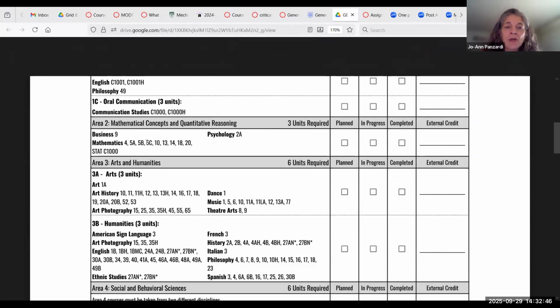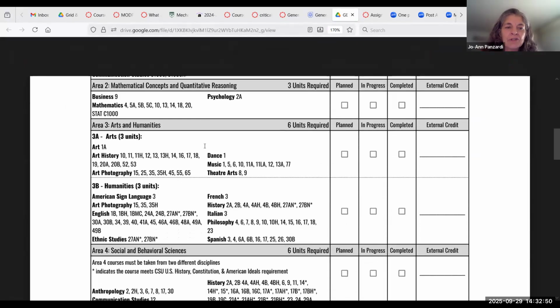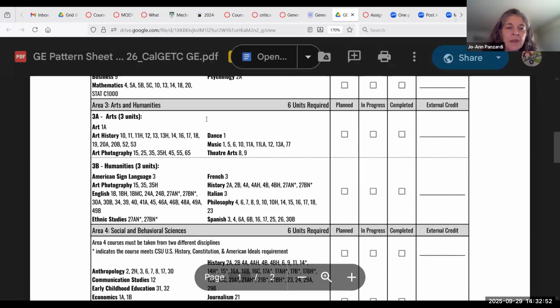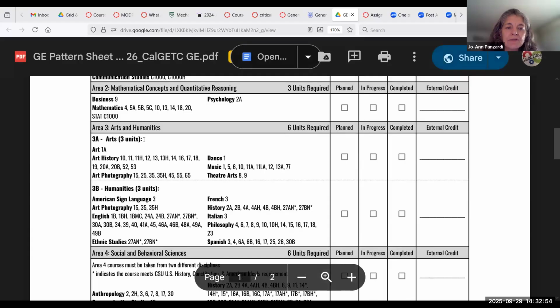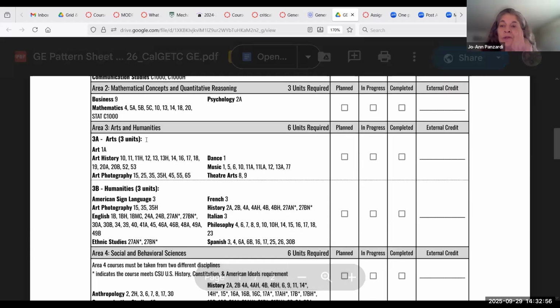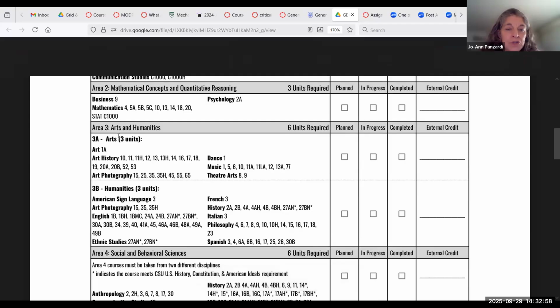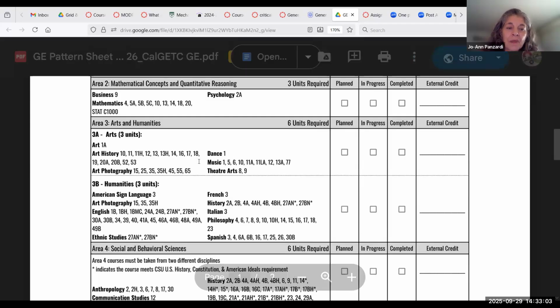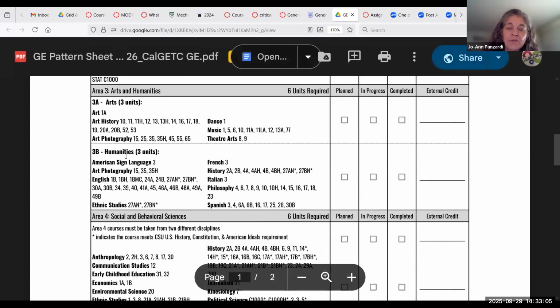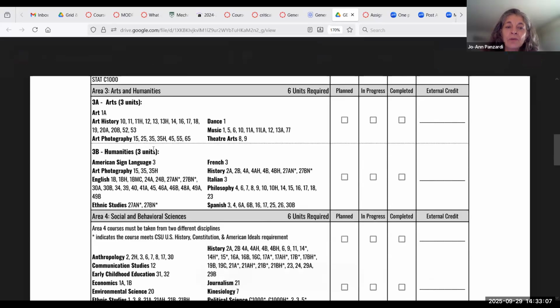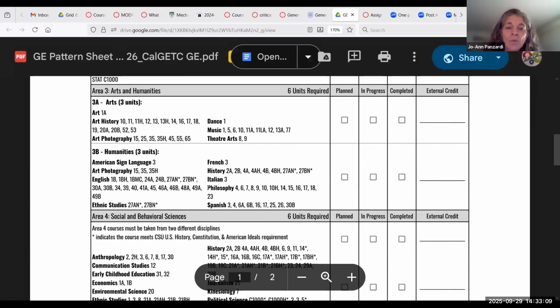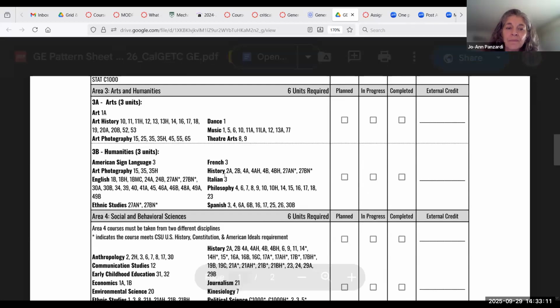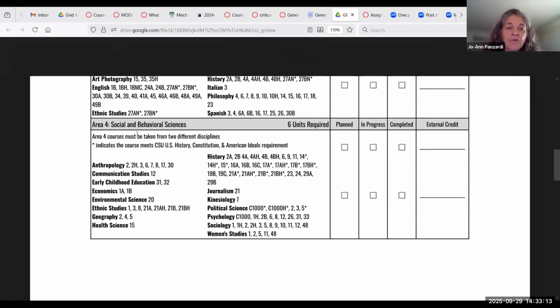Okay, then math. You're going to have taken so much math, so you're not even going to have to look at area 2. Let's look at area 3. Area 3A says we need 3 units, which is only 1 GE course. So you could take 1 course from any of these classes. Then 3B is humanities. Again, you need a 3-unit class, so you could pick any one of these classes. Okay, let's go to area 4.